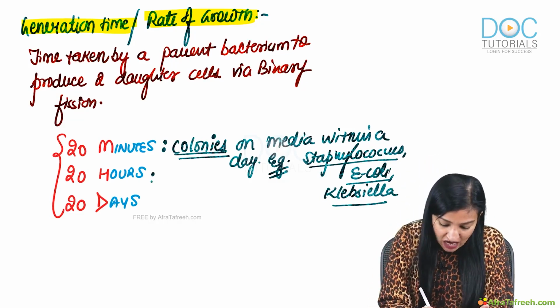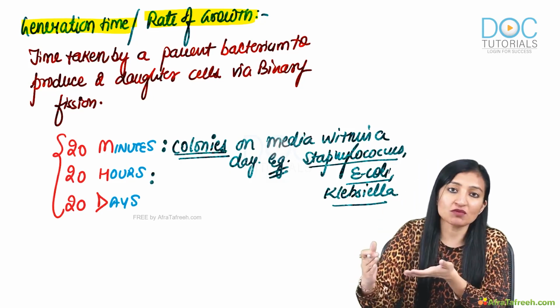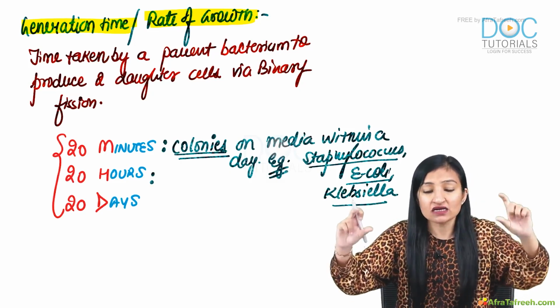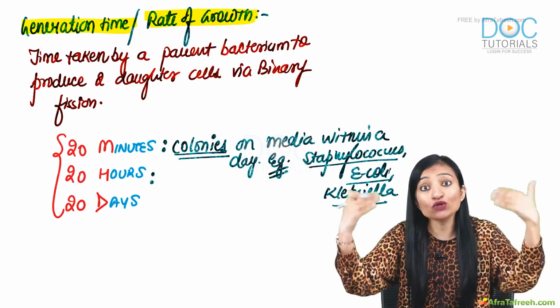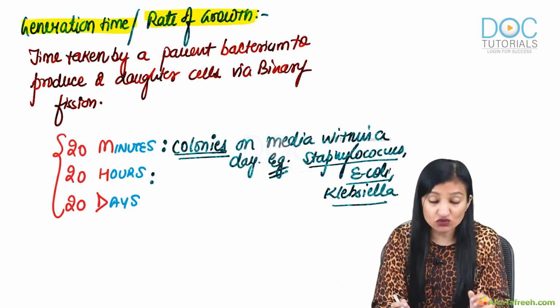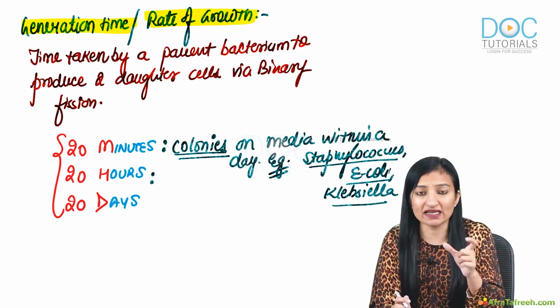Now, as far as 20 hours is concerned, it means one bacterium 20 hours from now is going to give rise to two daughter cells, and those two daughter bacteria further will give rise to their own daughter cells after a further span of 20 hours. Okay, so this is a much longer time period required in comparison to 20 minutes.